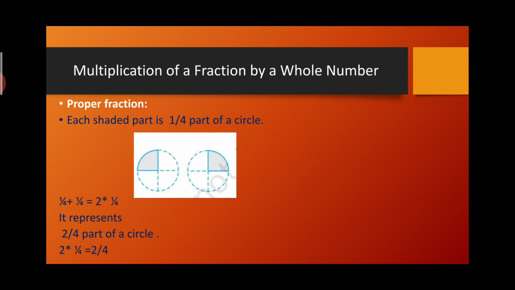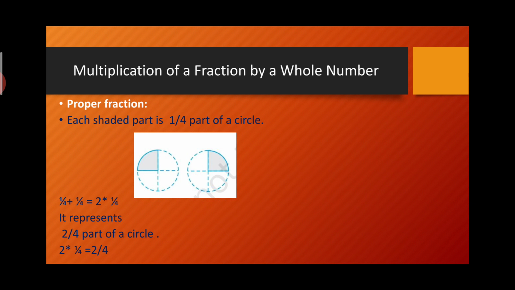In this picture you are given two circles and both circles are divided into 4 equal parts, and out of 4 equal parts, one part in both circles is shaded. So that one shaded part can be written as 1 upon 4, because the circle is divided into 4 parts. That's why we have written 4 in the denominator, and out of 4 parts we have taken one shaded part. That's why we have written the numerator as 1. So in total it becomes 1 upon 4. So in one circle, one shaded part is 1 upon 4.